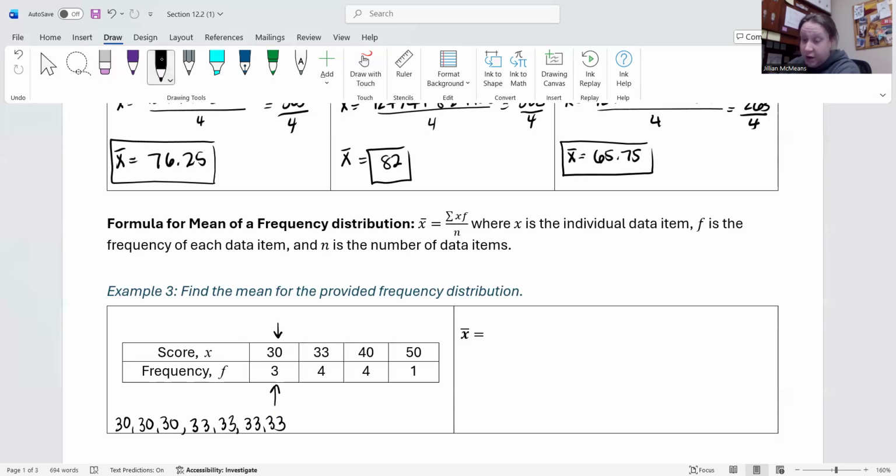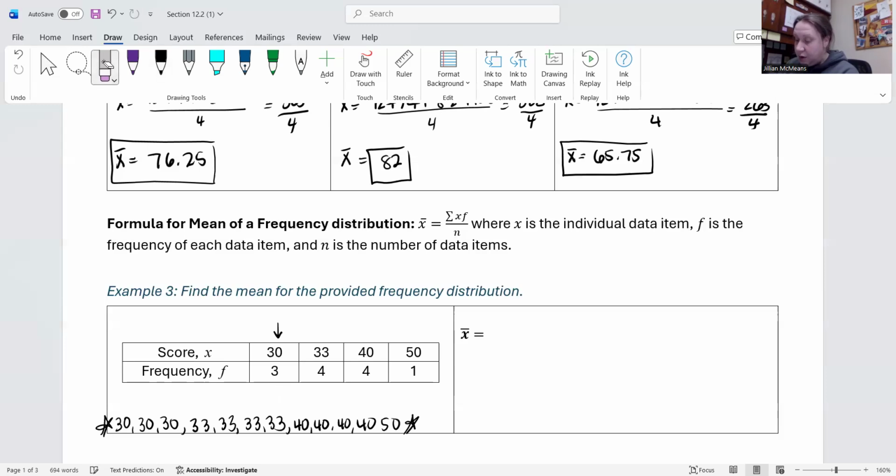And then next we have 40, which also shows up 4 times. So 40, 40, 40, 40, and then we have 50, which just shows up once. So this is our actual data set, okay? The frequency distribution just gives us a quicker, easier way to represent that data. And since you have data items that show up repeatedly, instead of adding all of these individual data items, we can take each data item, multiply it by its frequency, and then add those up and divide by the total number of data items, okay?